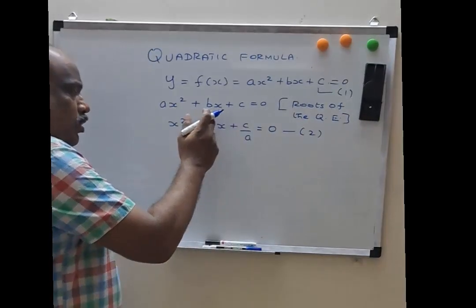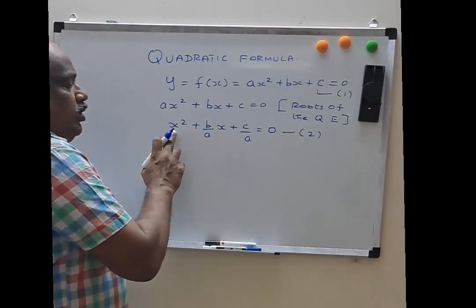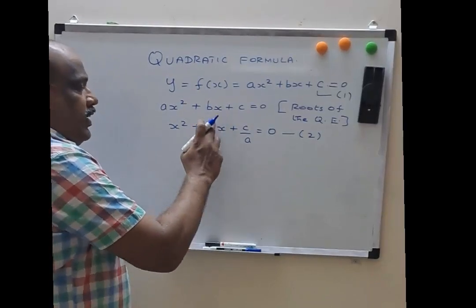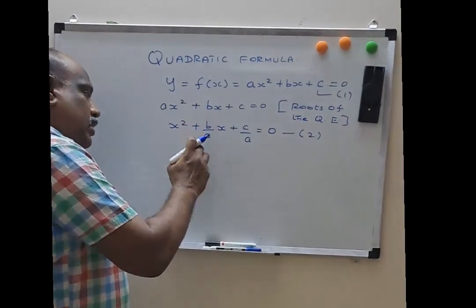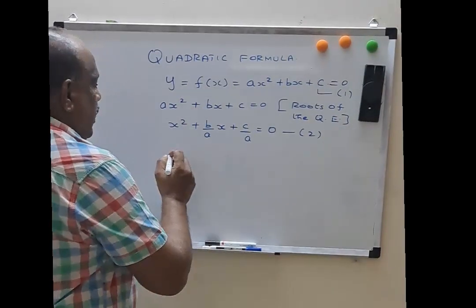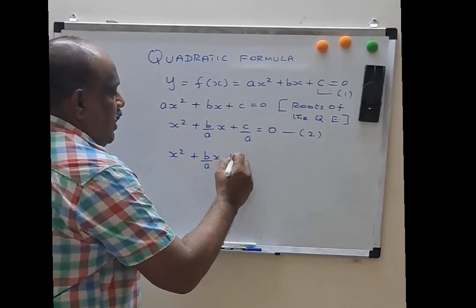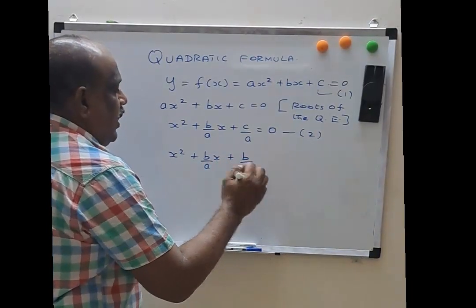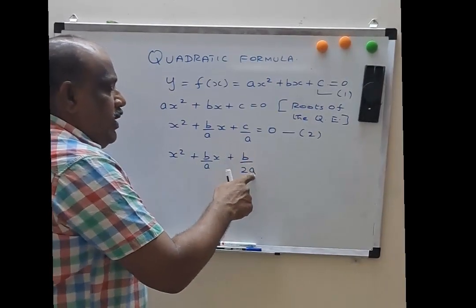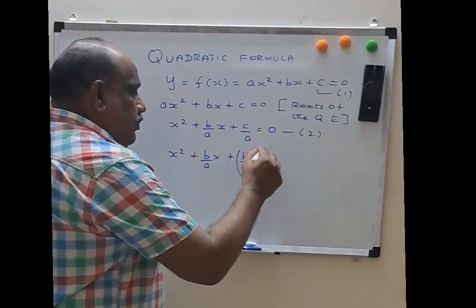Now whatever the coefficient of x is there, here the coefficient of x is b by a. The coefficient of x squared is 1. So the constant is c by a. Whatever the coefficient of x is, you divide by 2. So x squared plus b by a x plus b by 2a. Why have I written b by 2a? Because I told you to divide this coefficient of x by 2. So b by a divided by 2 will become b by 2a, as well as you square this term.